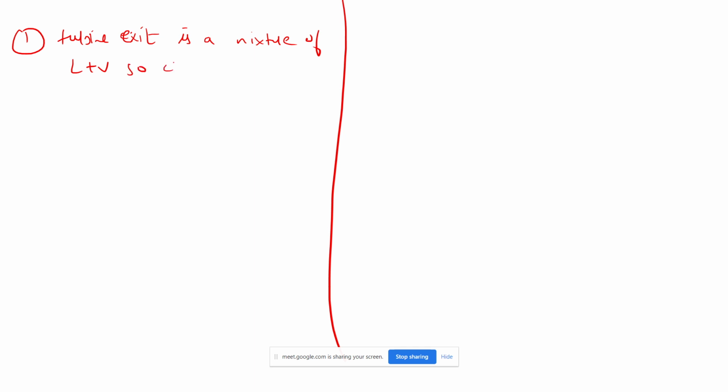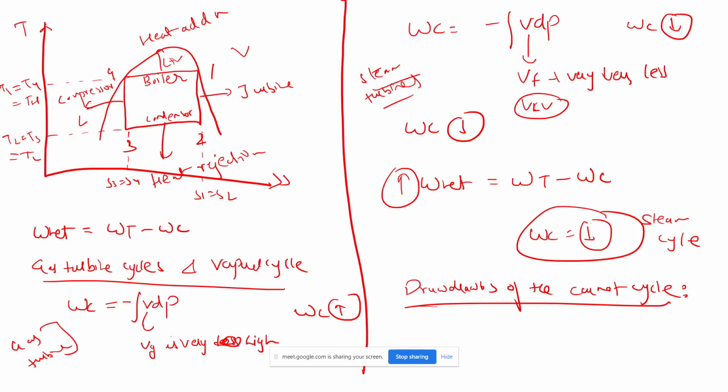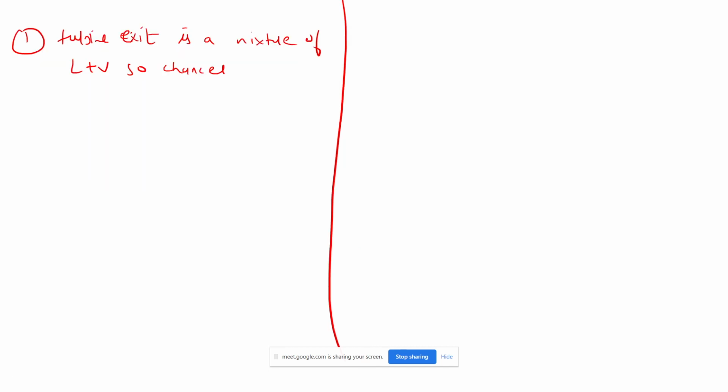Sir, not exit, inlet. There is no exit turbine here; the inlet is saturated vapor. It is completely vapor. You can see now from this Carnot cycle, at the exit, it is a combination of liquid plus vapor, liquid and vapor, this side vapor. So at the exit of the turbine, the chances of turbine blade erosion increase. First point is this.